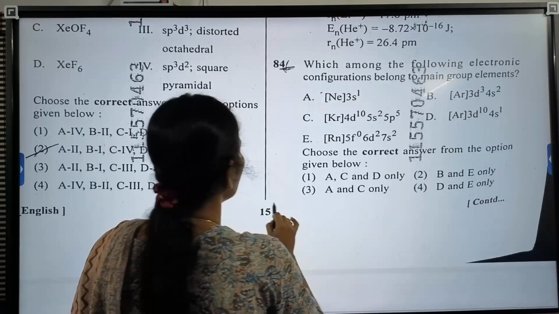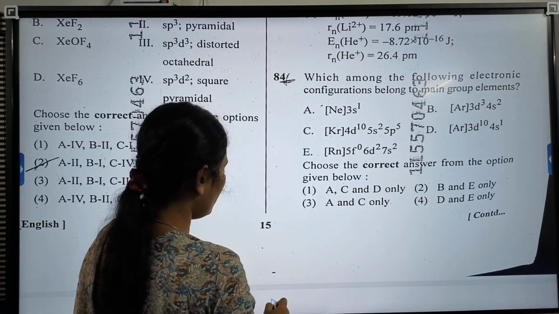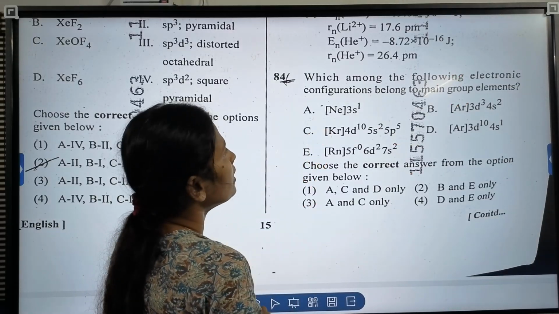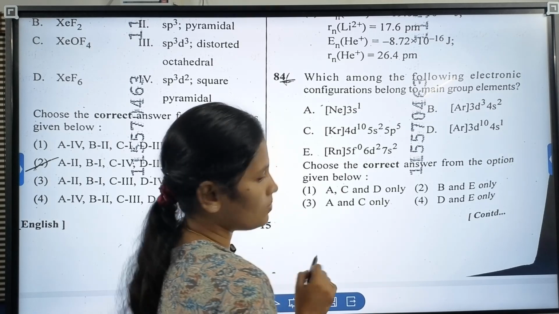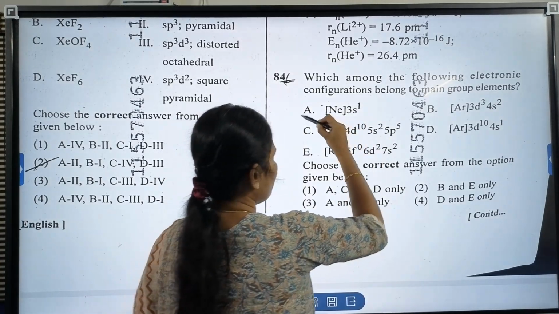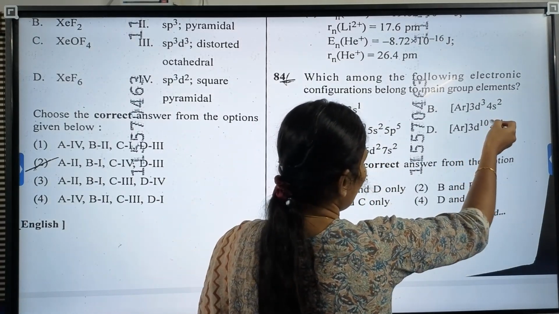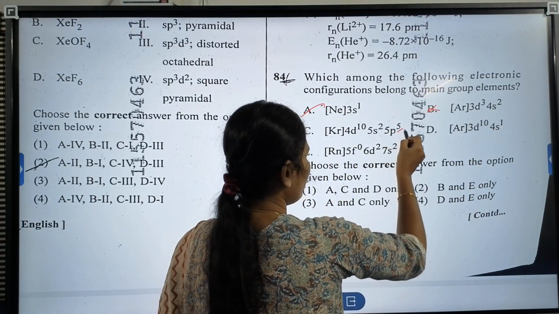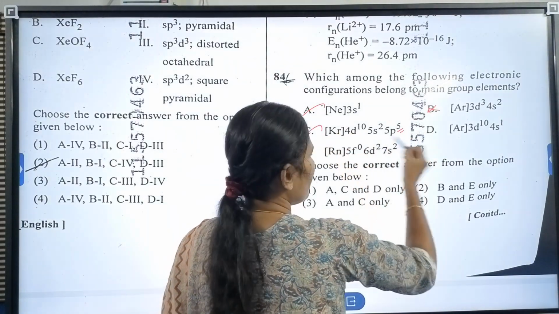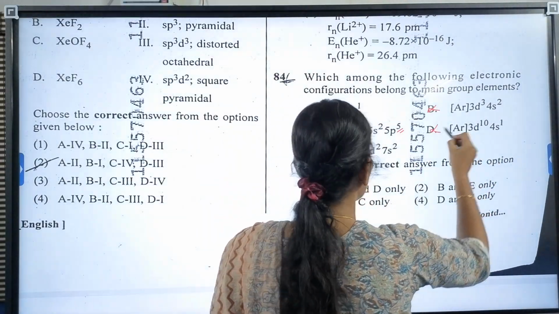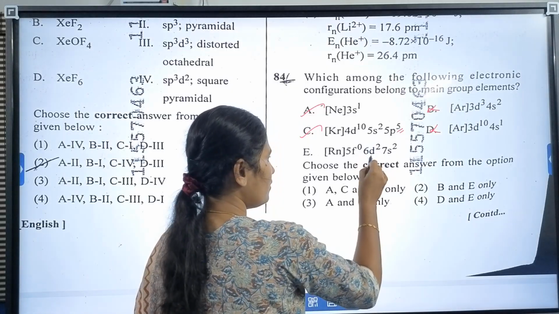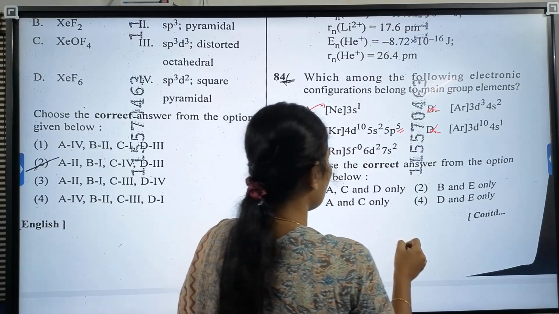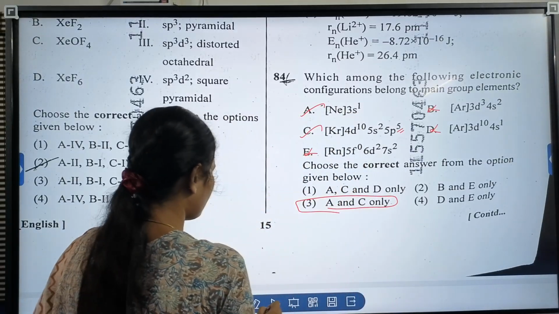Next question, 84. Which among the following electronic configurations belongs to the main group, that is s and p? It is actually sp, but it is not that. It is vanadium's configuration. And here it is p5, definitely a halogen. And here it is copper. And this one, you know very well, d2, it's actually thorium. So it's A and C only.